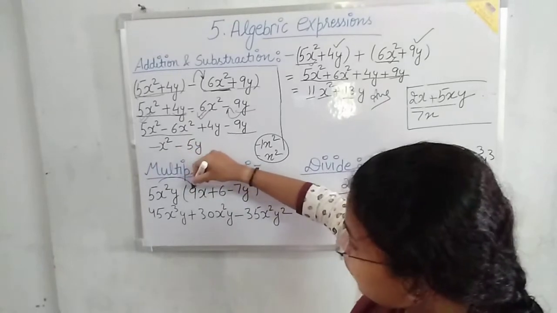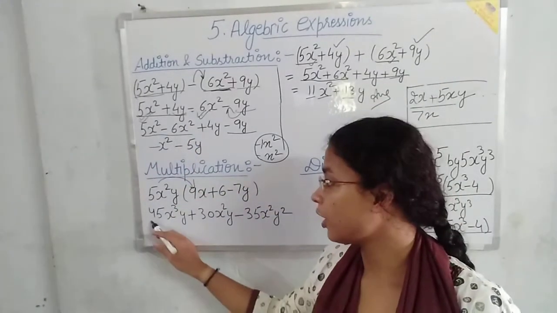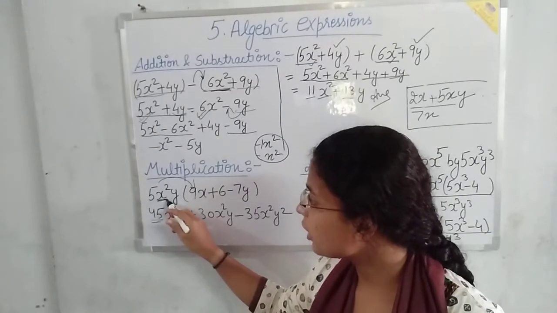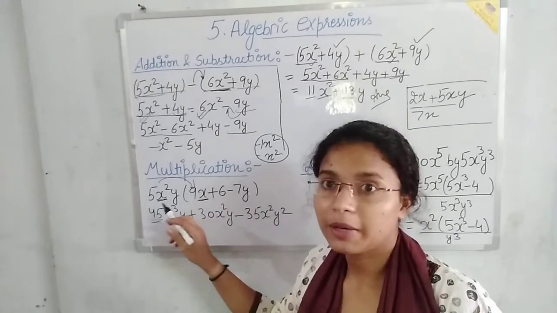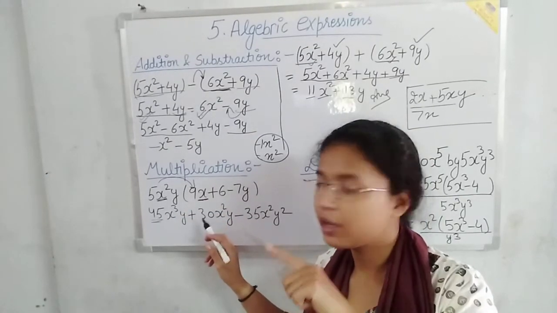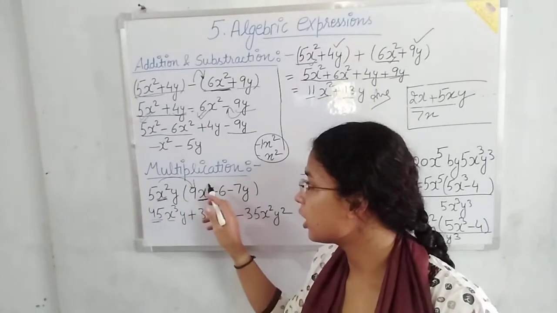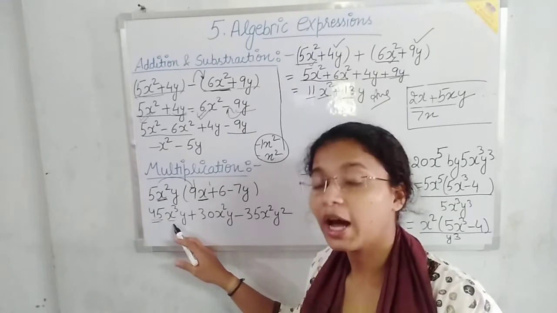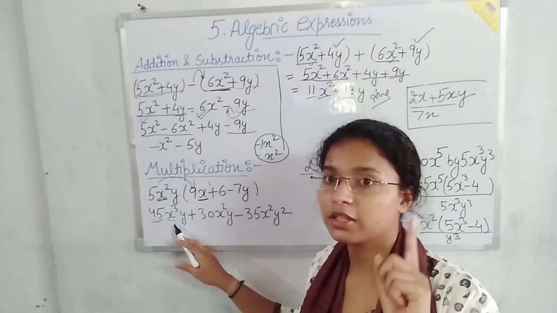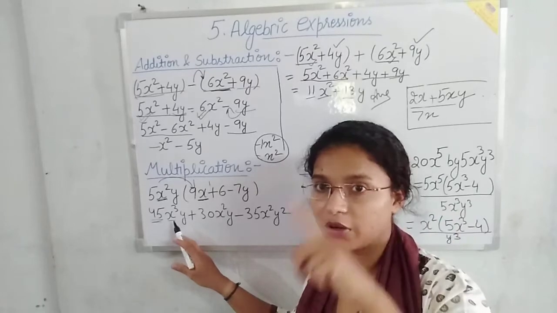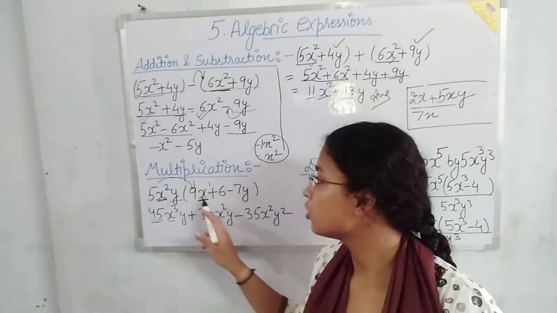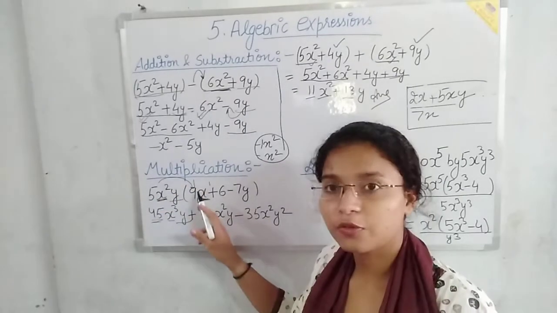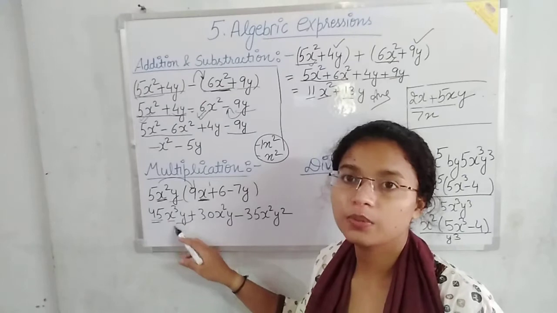5 into 9 will give you 45. After that, here it is an x square and here is an x. Their bases are the same, so the powers will add: x and 2, here the power is 1. 2 plus 1, 3, means x cube. I have already explained this in the exponent chapter: if the base is the same, the power will add. Nothing is there for y, so write y as it is. So when you multiply the first term, you will get 45x cube y.